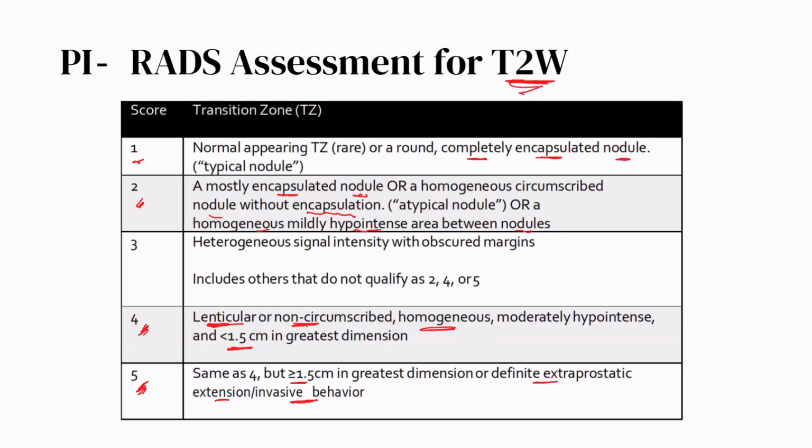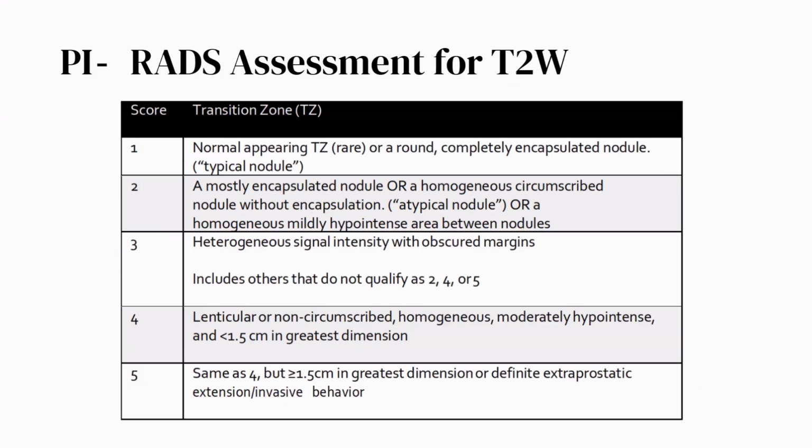Score 3, any other features not typical for score 1 or 2 or 4 or 5. Heterogeneous area of signal intensity with obscured margin, different from the background. Take care of this point. Different from the background. For me, in the reporting, I will not report this one because this one is typical. Starting from here, I will score and I will add in my report either score 2, 3, 4, and 5.